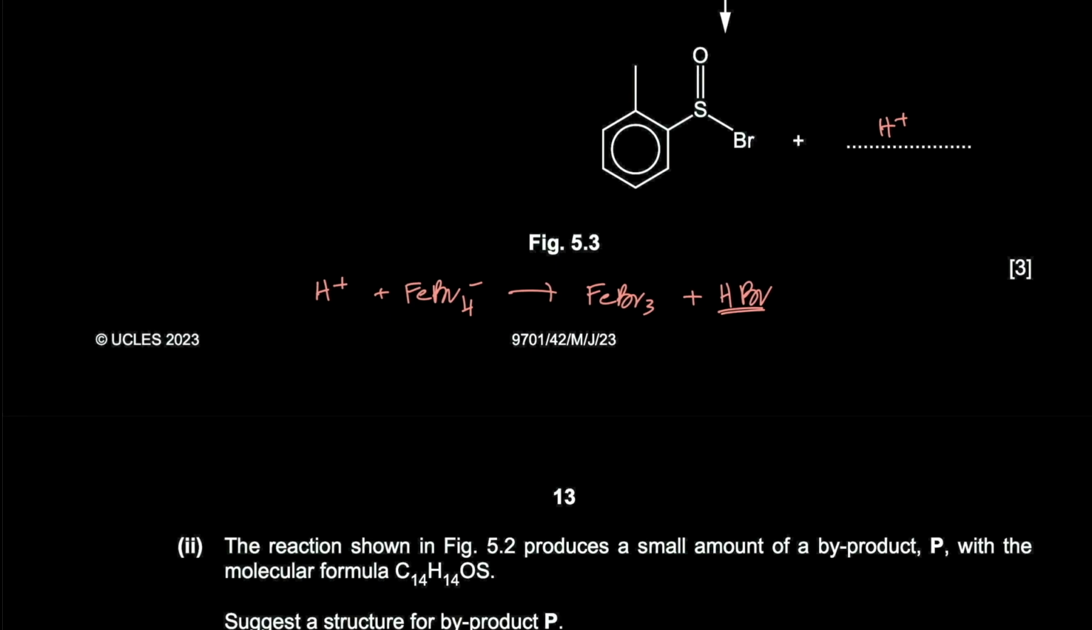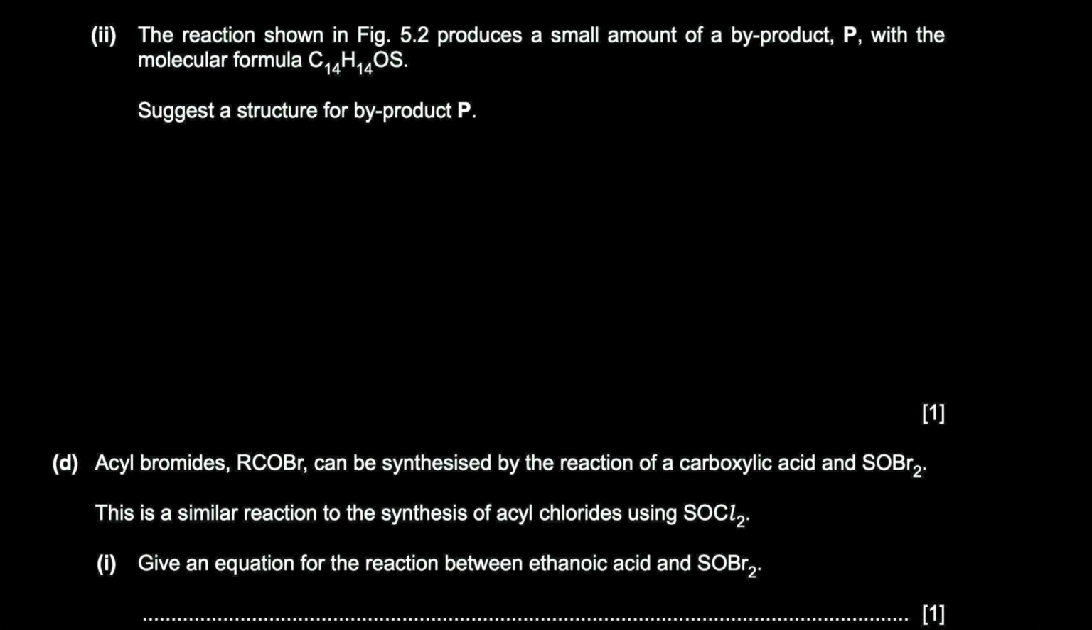So I'll write this down. They're saying when methylbenzene reacts with SOBr2, we end up getting a 14 carbon product, C14H14OS. So that means that we must have two methylbenzene rings.